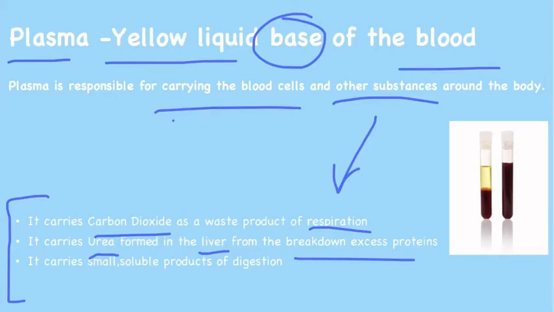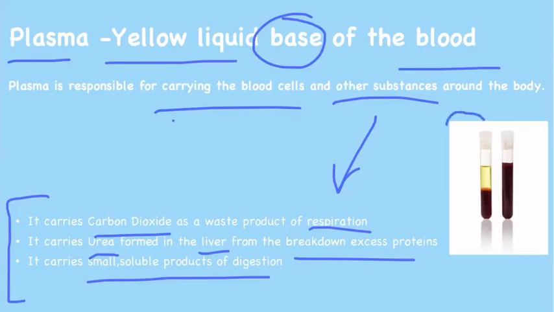And finally, the plasma carries small soluble products of digestion. So you'll know that through digestion, our body takes large food molecules and breaks them down into small soluble molecules that can be absorbed into the bloodstream. And the plasma will take these molecules and take them to the various cells where they might be used. Examples of these could be chains of amino acids, fatty acids, glycerols, and also glucose, most importantly used in respiration. The plasma carries a couple of other substances such as hormones and enzymes, but those are less abundant.